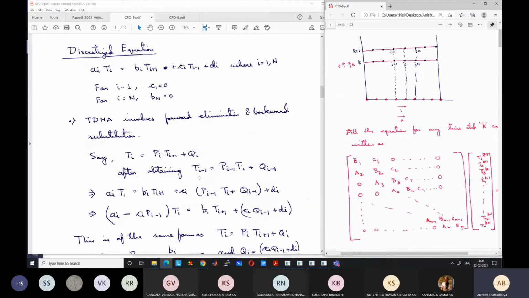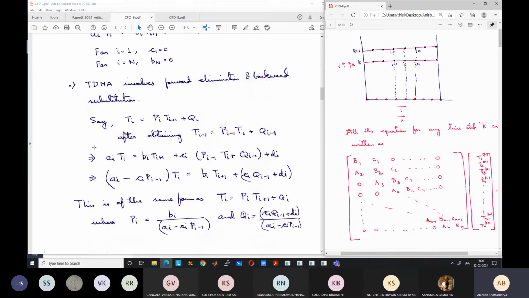Because I am assuming that we have already solved this and we have found P_{i-1} and Q_{i-1}. So we have already found the coefficients P_{i-1} and Q_{i-1}, and we are trying to find the coefficients P_i and Q_i. That is our target. So we can write this equation as a_i T_i = b_i T_{i+1} + c_i times, instead of T_{i-1}, P_{i-1} T_i + Q_{i-1}, because that is what we get from this. Plus d_i is also already there.